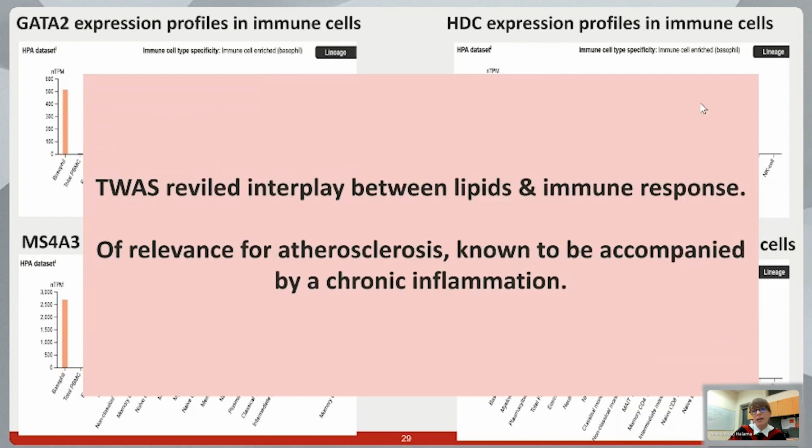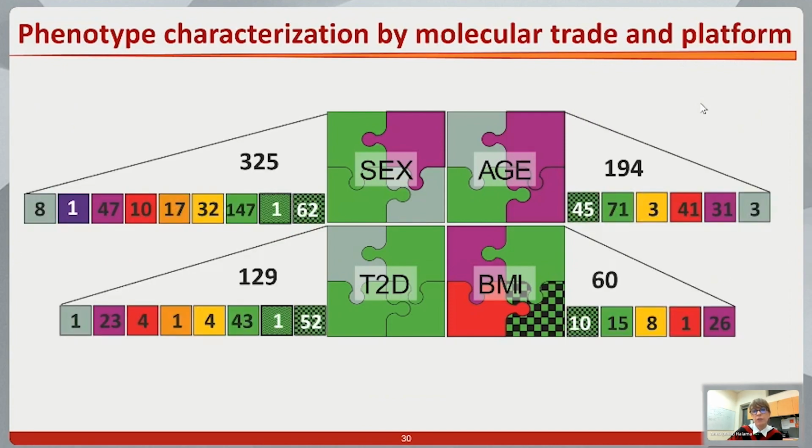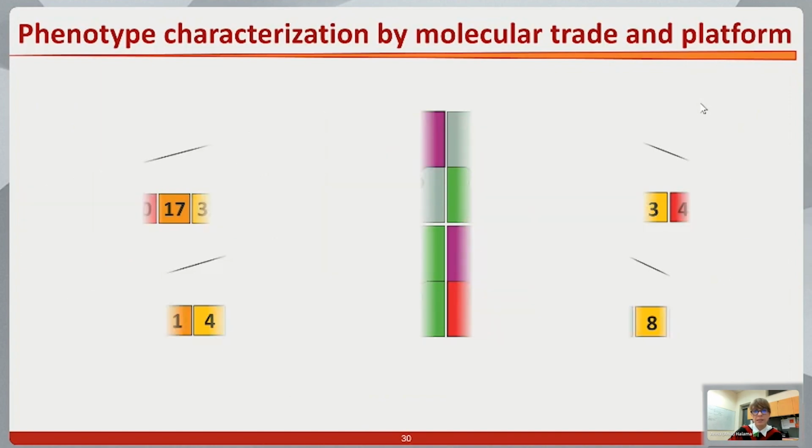And it could be through our cohort, because you need to think that type 2 diabetics frequently have chronic inflammation. Next, I would like to move to the phenotypes and how different platforms are explaining phenotypes such as sex, age, type 2 diabetes, and BMI. And as you can see here, there are different amounts of molecules correlating with those different phenotypes.